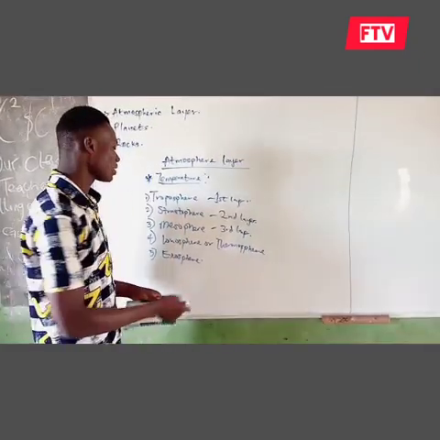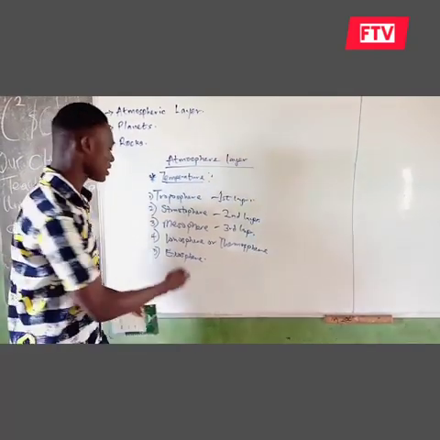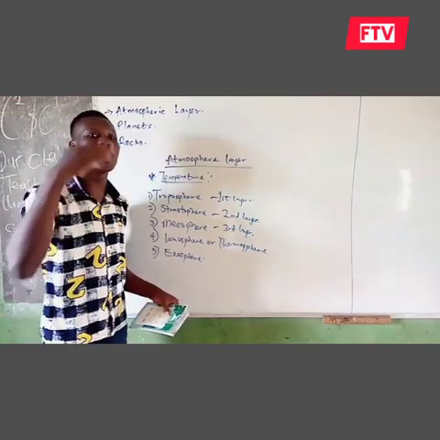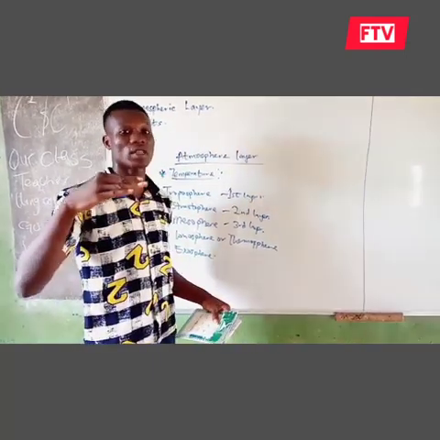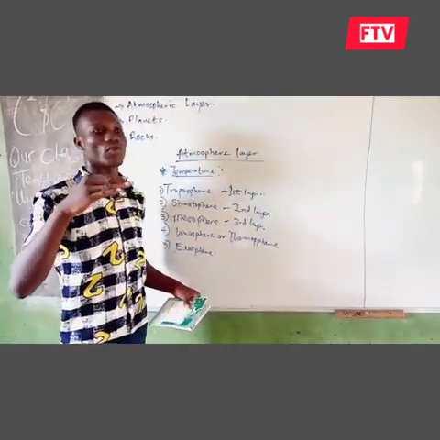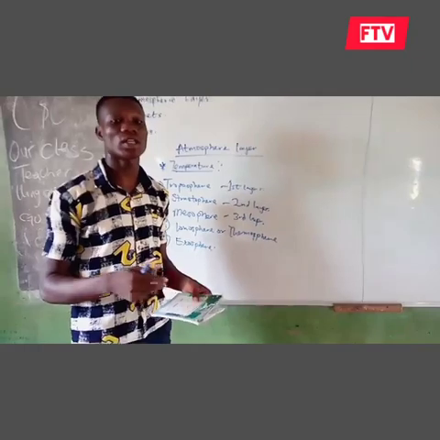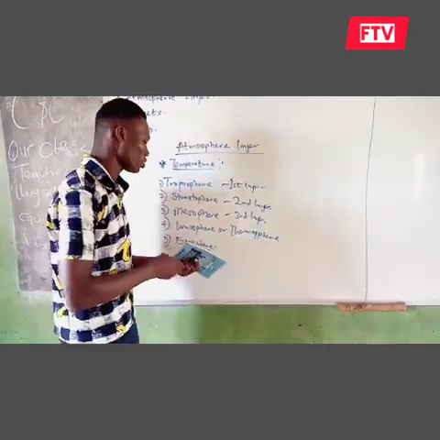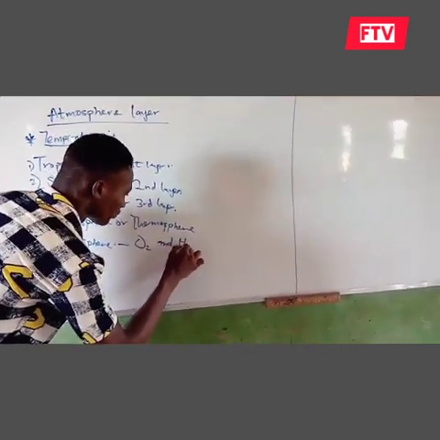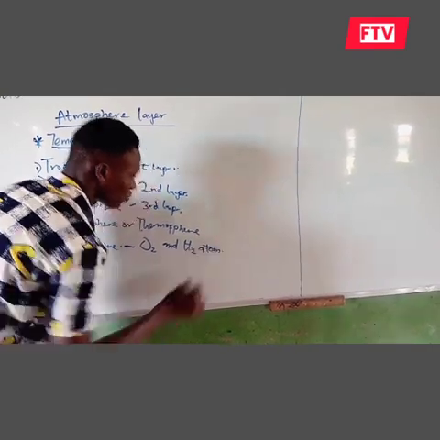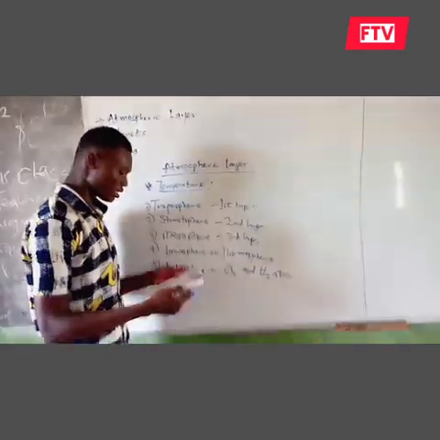I hope I'm communicating. Now, this last one, the fifth one. There are other layers, but they are not highly recognized. This last one, the exosphere, is 50 kilometers above the Earth. And the exosphere mainly consists of oxygen and hydrogen atoms. So that's that about that.